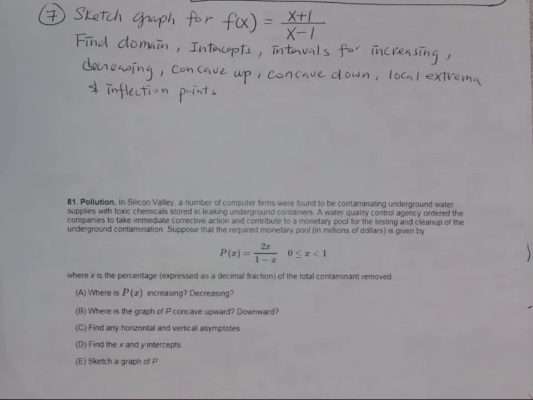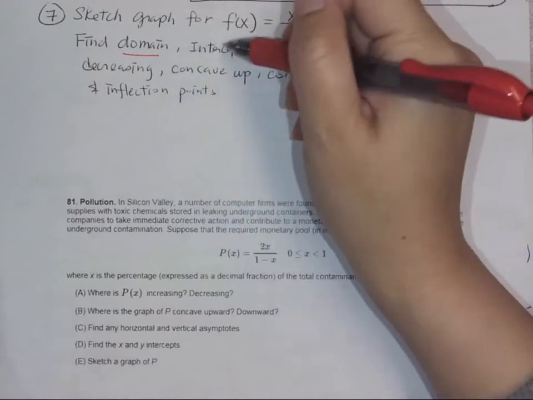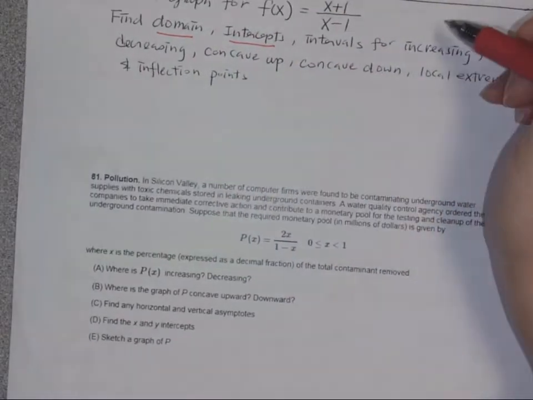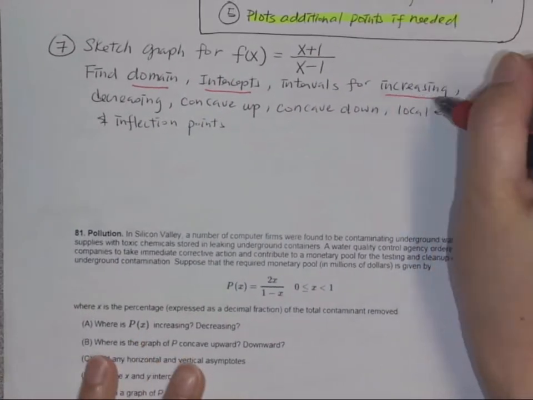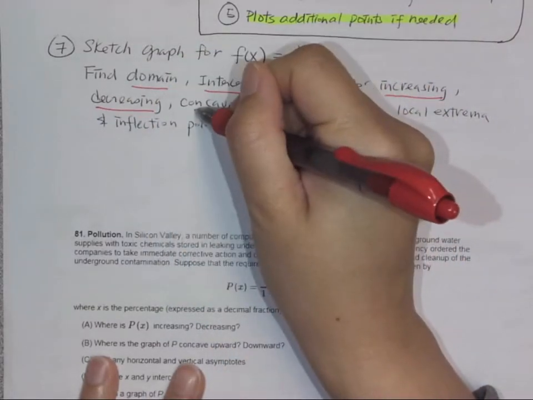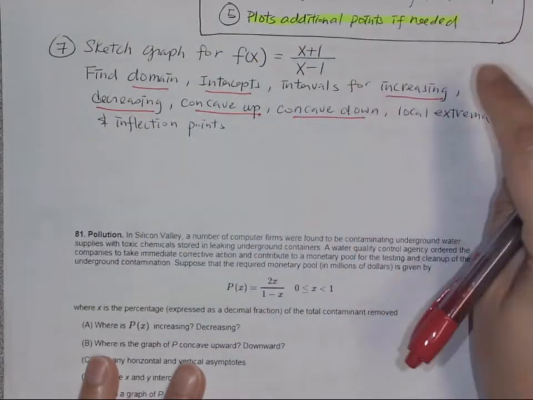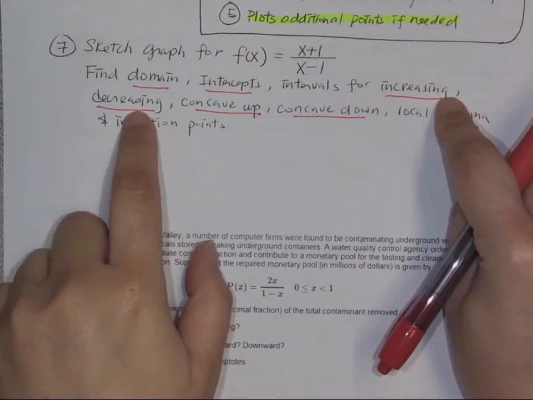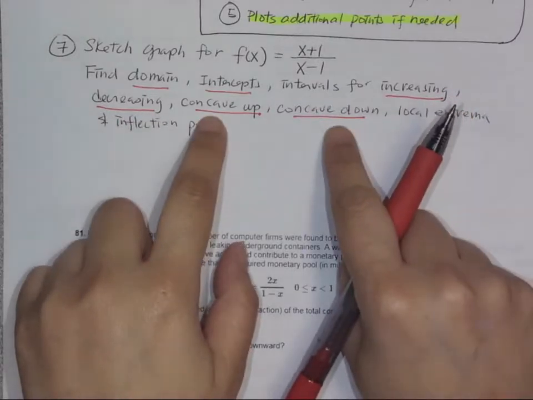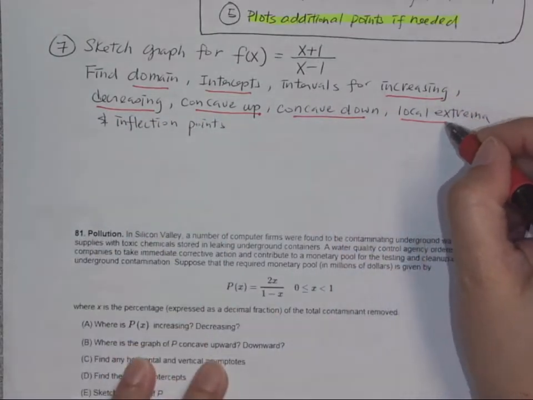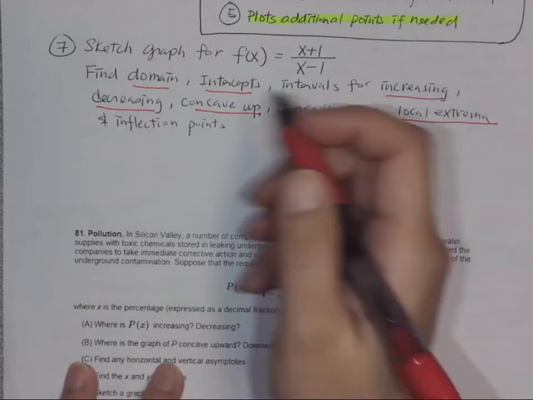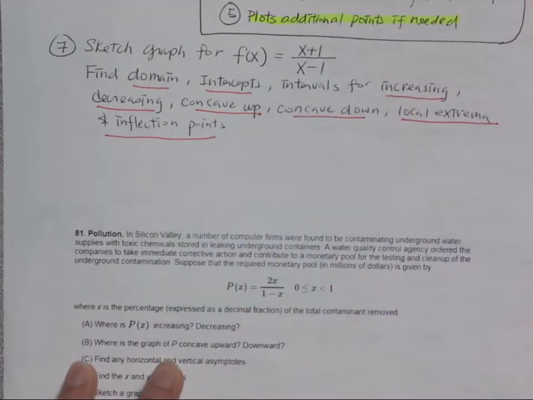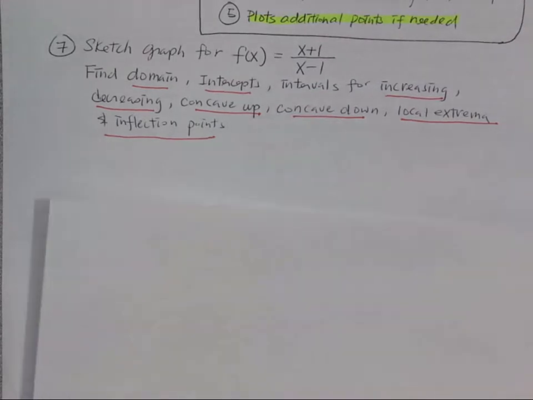We're going to sketch this function. They want a lot of stuff. They want the domain, intercepts, intervals that represent increasing, decreasing, and then concave up, concave down. So increasing, decreasing is first derivative. Concave up, concave down is second derivative. Local extrema is first derivative. Inflection point is second derivative. All right, let's see. I got a piece of paper, and I'm going to get started.